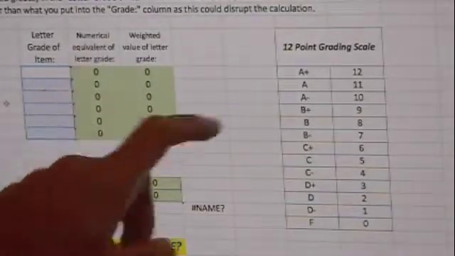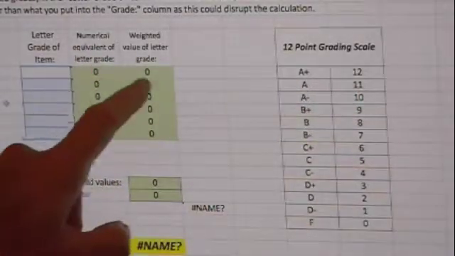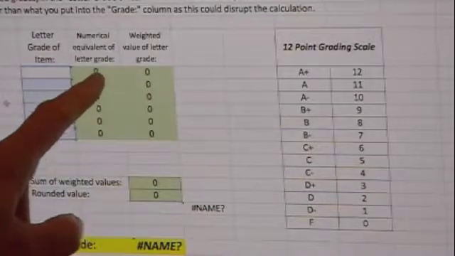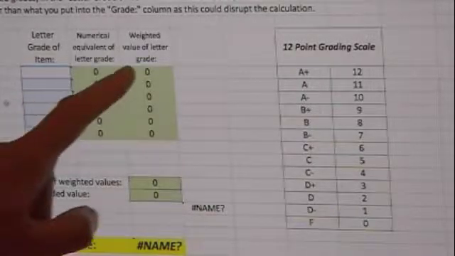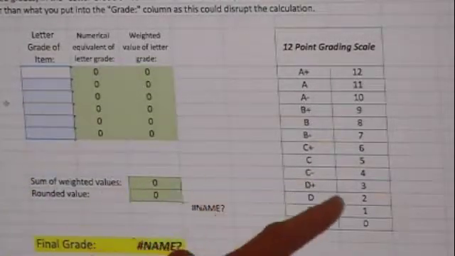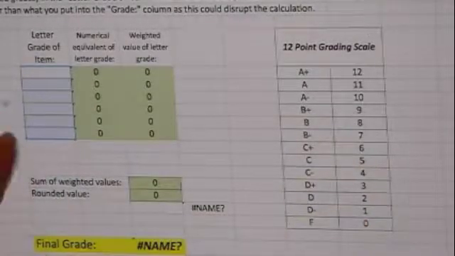You'll see the point equivalent showing up in this column, and then in this next column it's simply multiplying the letter grade's number by the weight of that portion of the course. It will add up, then recalculate from the number generated with the rounding and generate a final grade.